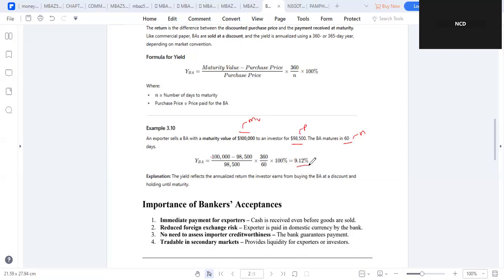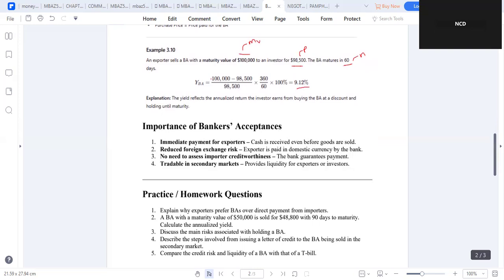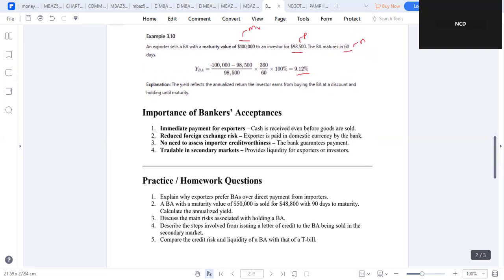So why is a banker's acceptance important? It is used for immediate payment for exporters. Here, cash is received even before the goods are sold. It also reduces foreign exchange risk because the exporter is paid in domestic currency by the bank. So there's no need to assess the importer's creditworthiness. The bank is the guarantee that we need. It is tradable in secondary markets because it provides liquidity for exporters or investors. The banker's acceptance is very important in those respects.